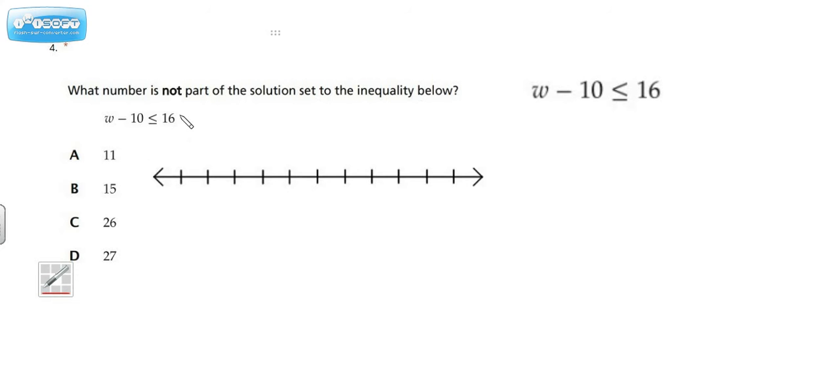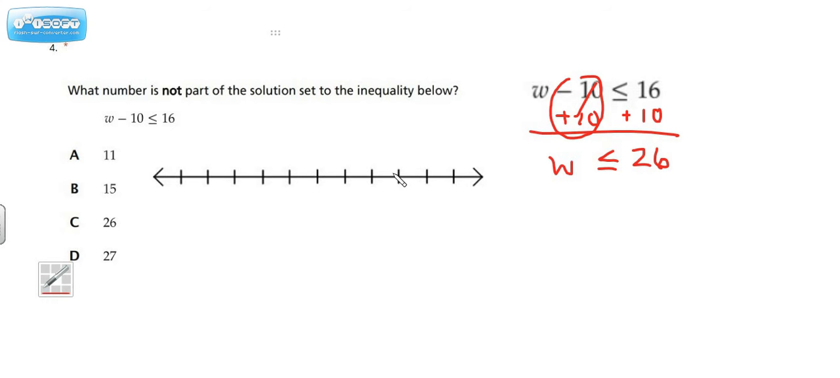Well, we're going to solve this the same way we would if this were an equal sign. We'll apply the inverse operation. What's the opposite of subtract 10 from a variable? It's add 10. We do that to both sides of the inequality to keep it balanced, just the same way we would if it were an equation. These two things would cancel out. Bring down the W, carefully copy the symbol, which is the less than or equal to symbol, and add 16 plus 10, and we get 26.